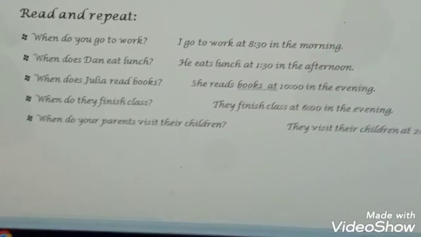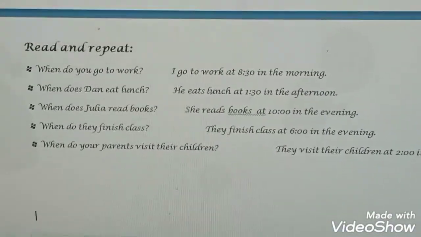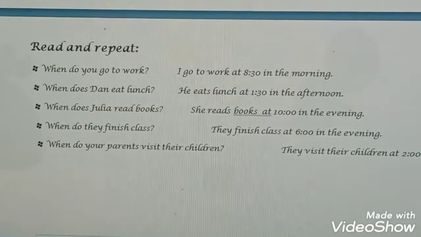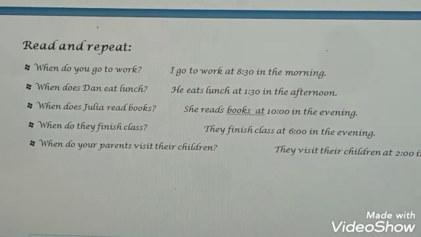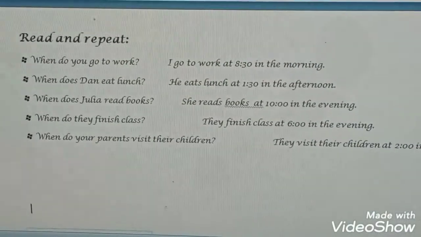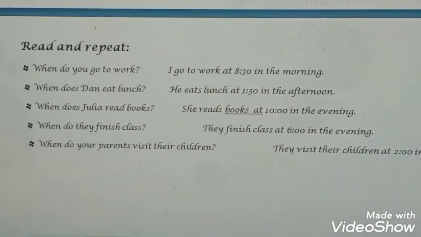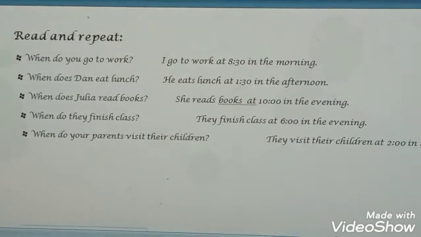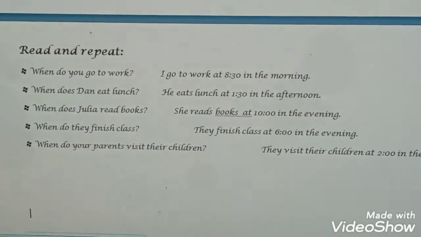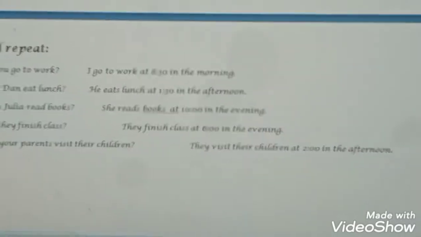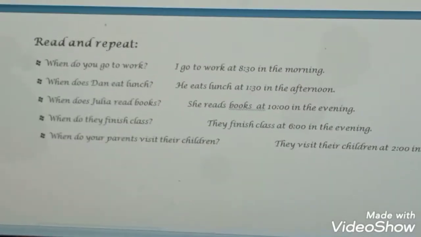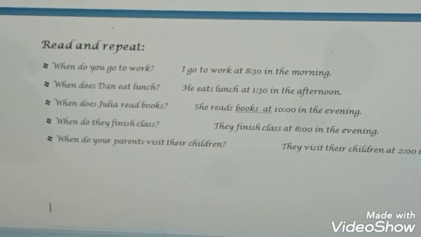So read and repeat. When do you go to work? I go to work at 8:30 in the morning. When does Dan eat lunch? He eats lunch at 1:30 in the afternoon. When does Julia read books? She reads books at 10 o'clock in the evening. When do they finish class? They finish class at 6 o'clock in the evening. When do your parents visit their children? They visit their children at 2 o'clock in the afternoon. Try to read in order to practice your English.